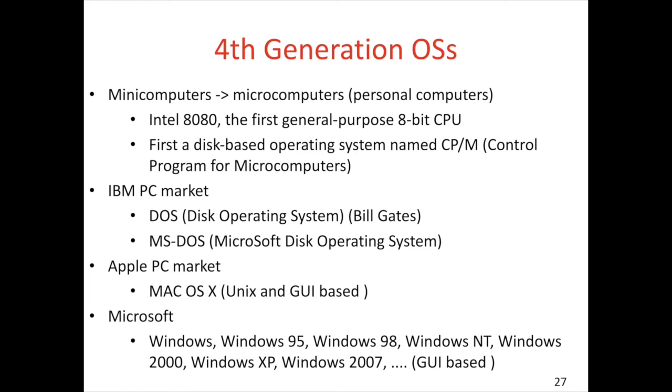Apple entered the PC market. The operating system is called Mac OS, and we have Mac OS X, for example. This is based on Unix and also a graphical user interface. Microsoft developed Windows, Windows 95, Windows 98, Windows NT, Windows 2000, Windows XP, and so on. These are graphical user interface based.